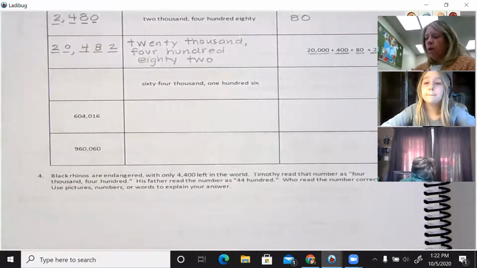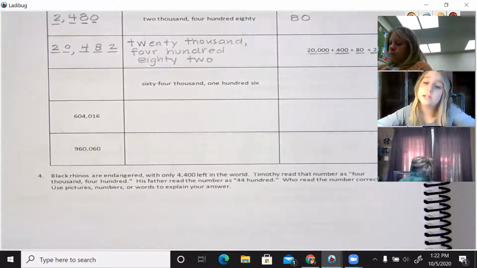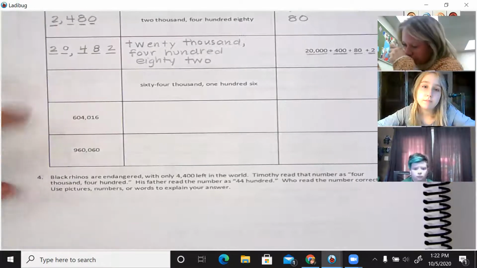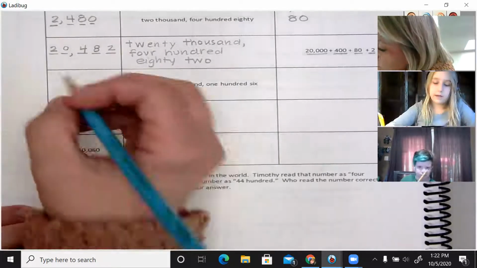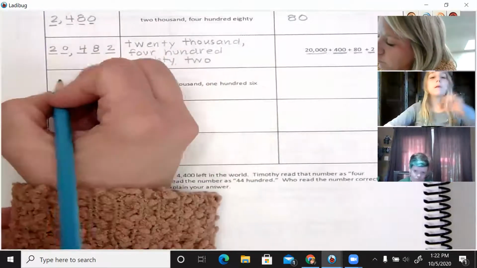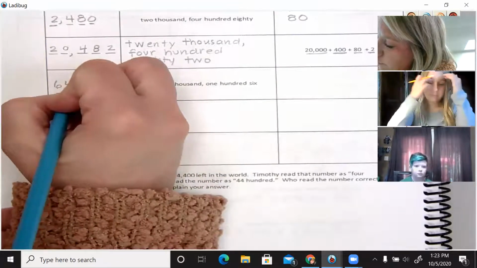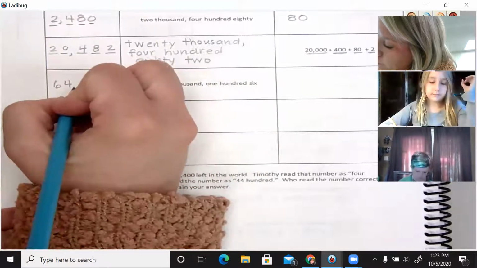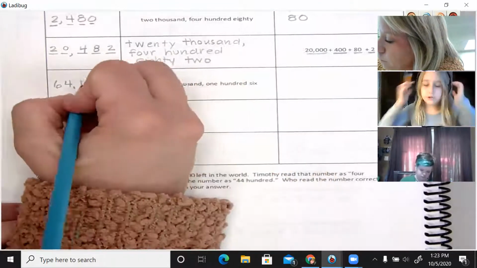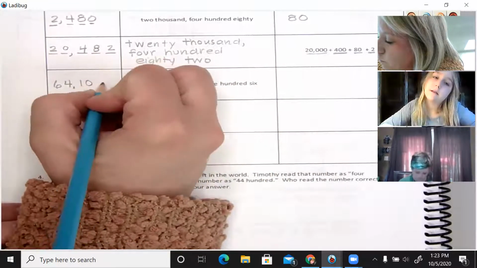Okay, Sophia, on my next row, what form is given to me? Word form. Can you read it, please? 64,106. Would you like to tell me how I would write that in standard form? You'd write that 64. Tell me what digits to write. 6. 4. Comma. 100. Well, 1. 0. 6.